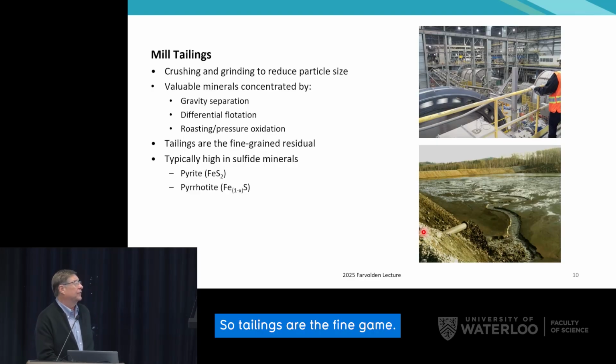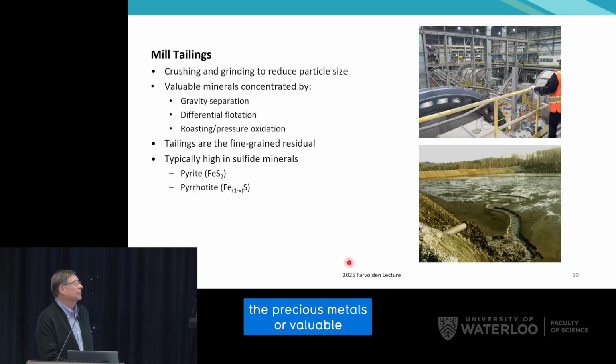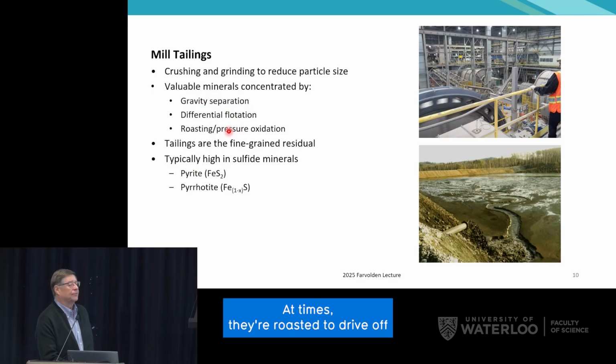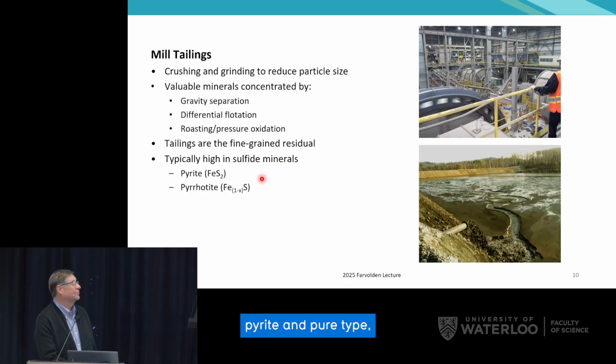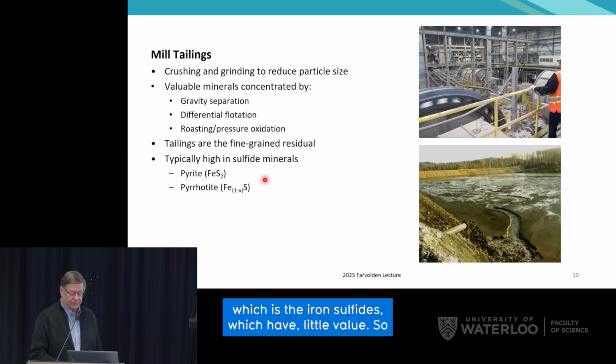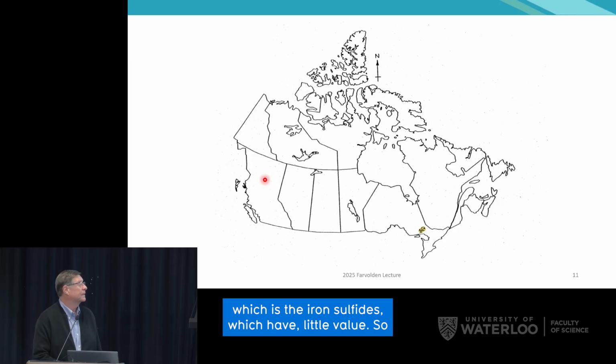Tailings are the fine-grained residual. The precious or valuable metals are extracted either by gravity separation or differential flotation. At times, they're roasted to drive off sulfides to release things like gold. Tailings are fine-grained, sand or silt size, and they're typically high in iron sulfides, such as pyrite, which have little value.